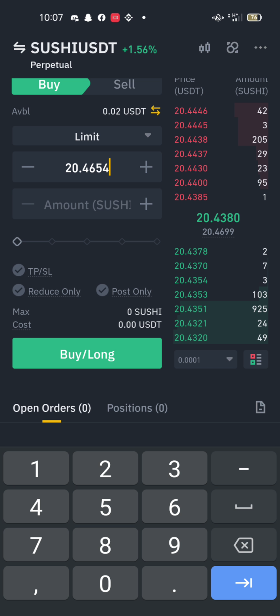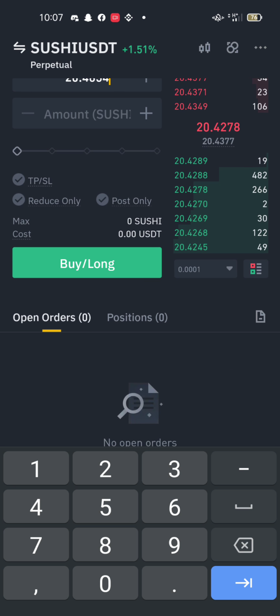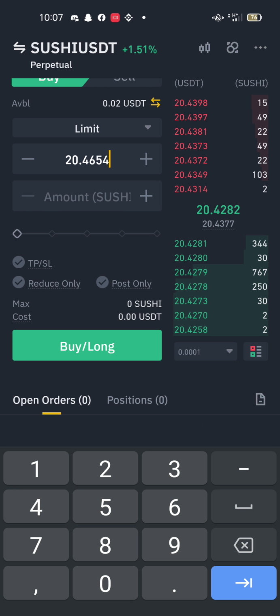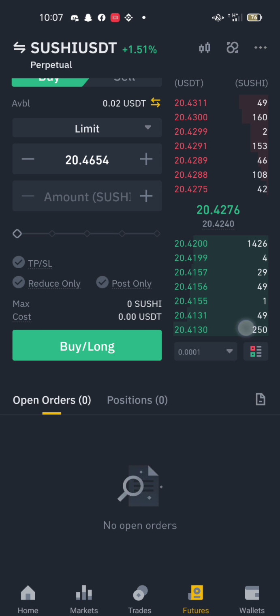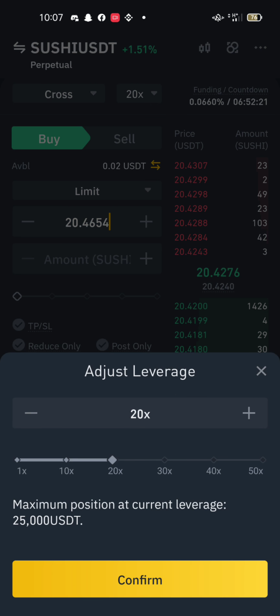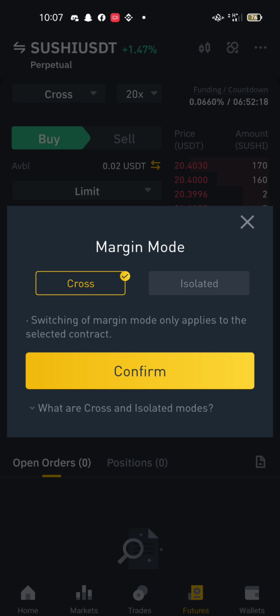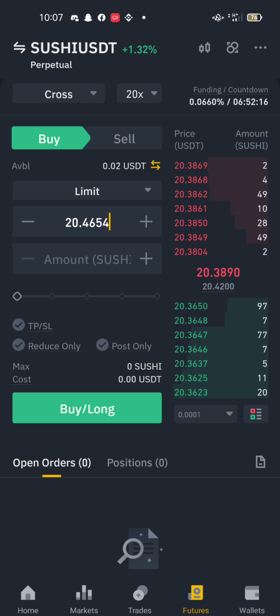So that's why we recommend putting an alert for the position, and then once you receive the notification of the alert, you can buy at the market price once the entry price is reached. First thing, the leverage should be minimum, and cross if you're a pro, and isolated if you're a newbie.